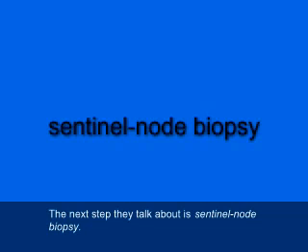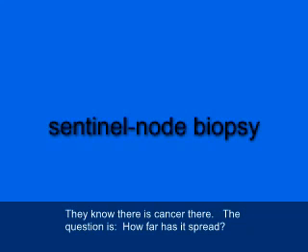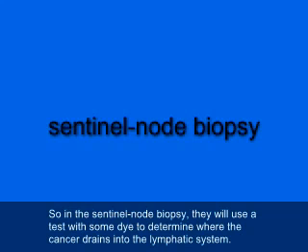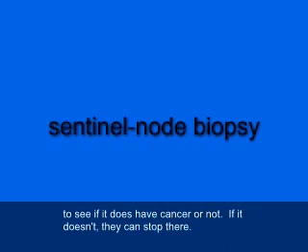The next step they talk about is sentinel node biopsy. Now, in this case, they're pretty sure there's cancer. They've already done the simple biopsy. They know there's cancer there. The question is, how far is it spread? So, in the sentinel node biopsy, they will use a test with some dye to determine where the cancer drains into the lymphatic system, and they will find the closest lymph node to the actual cancer site. And then they will check that lymph node. They'll take that out, see does it have cancer or not.